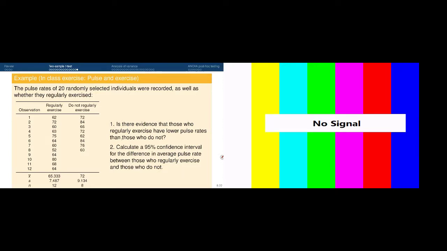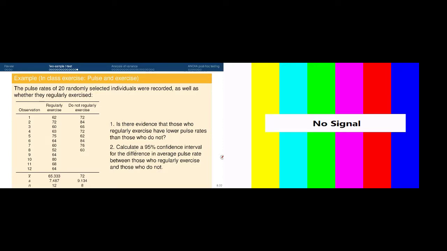Here we have a scenario where we've got 20 randomly selected individuals. They're classified as two different groups of people, one group that regularly exercise and one group that do not regularly exercise, and their pulse rates have been measured. We want to know whether the pulse rates for people who regularly exercise are lower than the pulse rates for people who do not regularly exercise. And we're also interested in calculating a 95% confidence interval.